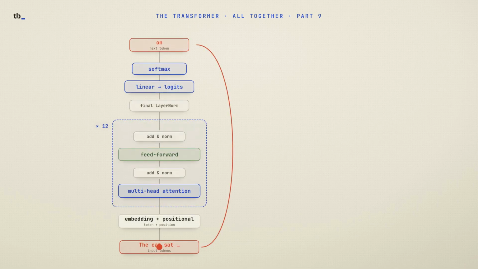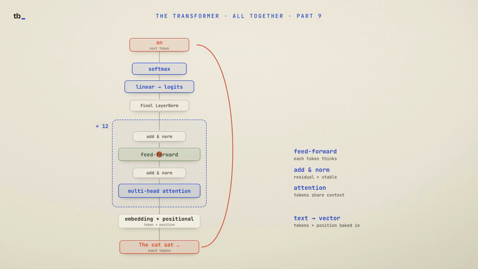Your text becomes tokens. Each token becomes a vector, with its position baked in. Then, the stack. In every block, attention lets the token share context, and the feed-forward layer thinks on each one, wrapped in residuals and normalization. 12 blocks refining the meaning layer by layer.